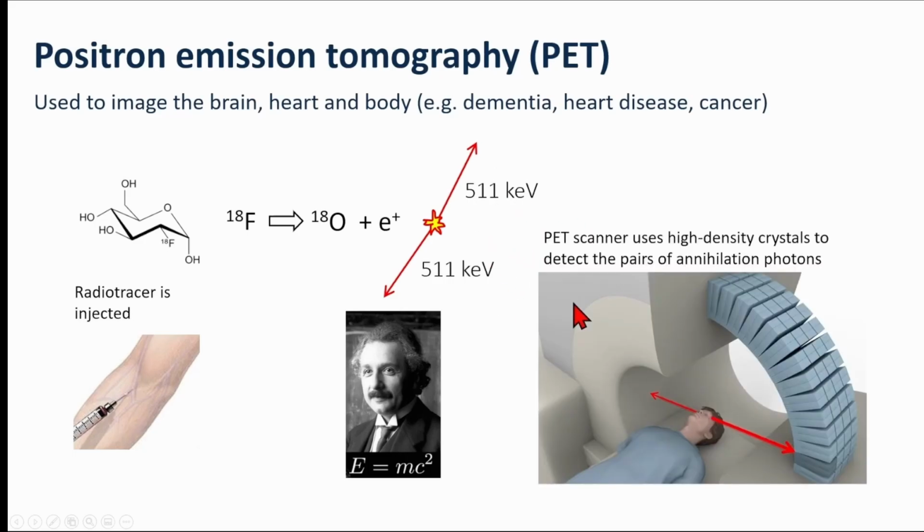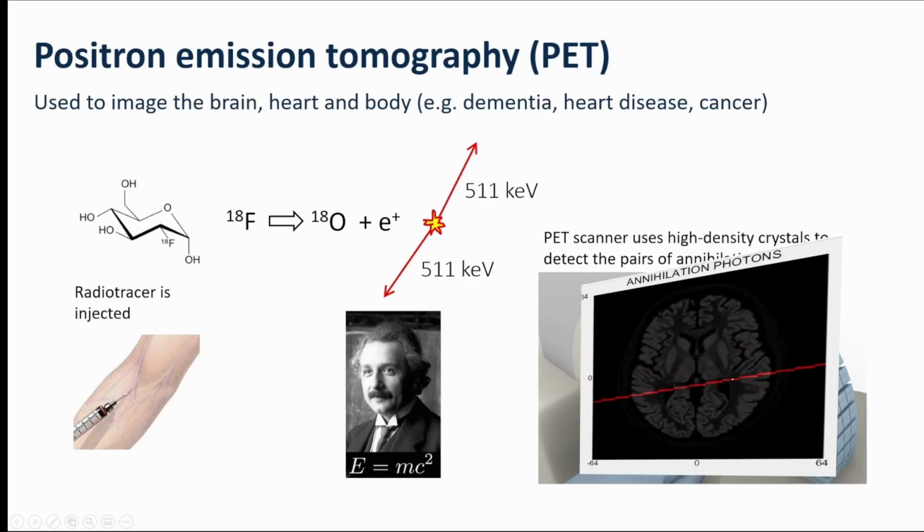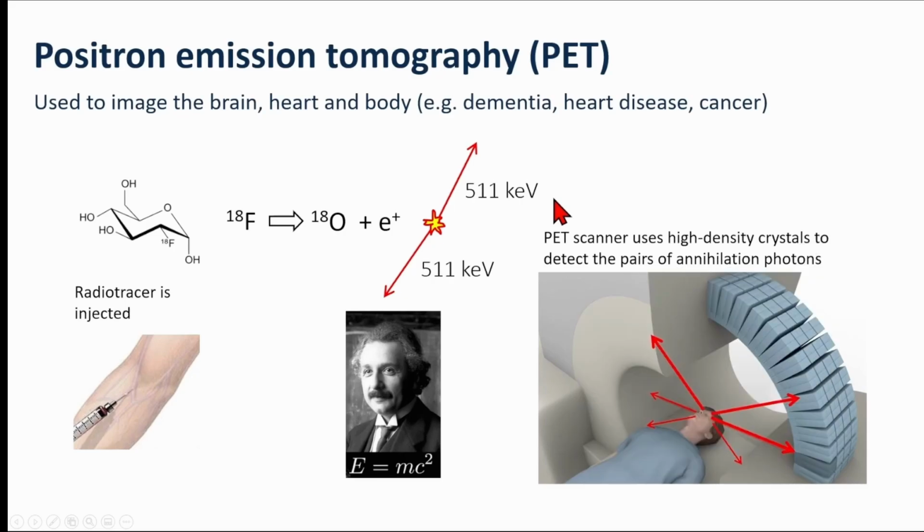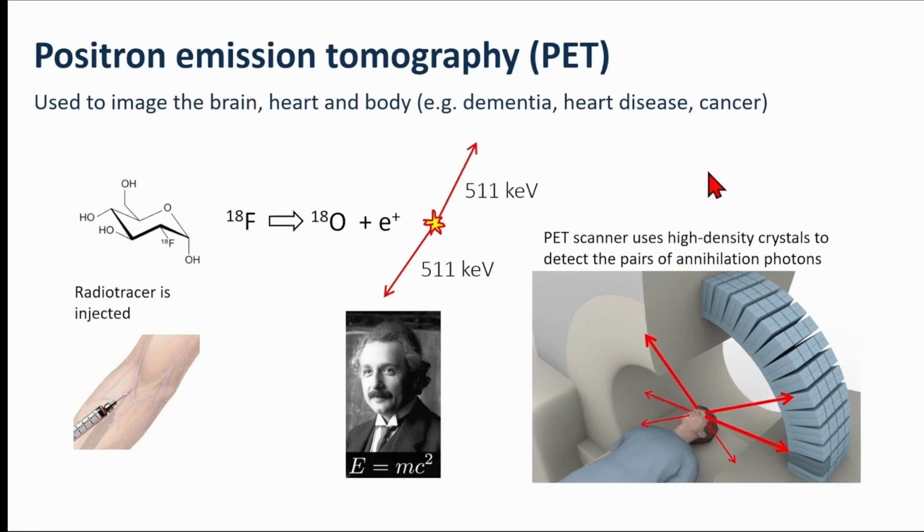So in a PET scanner, what we have then is high density crystals, and these high density crystals detect the pairs of annihilation photons coming off from the uptake in the patient's body of this radiotracer compound. And there I'm just showing some example back-to-back photon pairs, these 511 keV high energy photons, and they're energetic enough to escape from the brain or the body and to be detected by the scanner with these high density crystals.